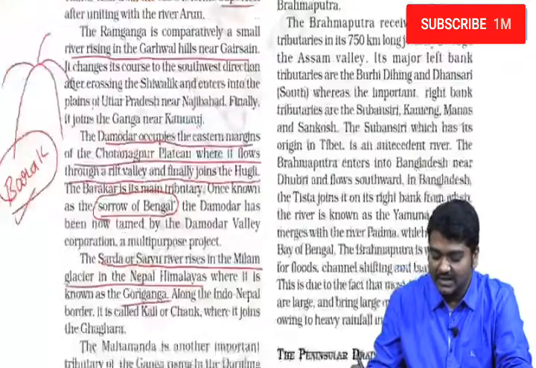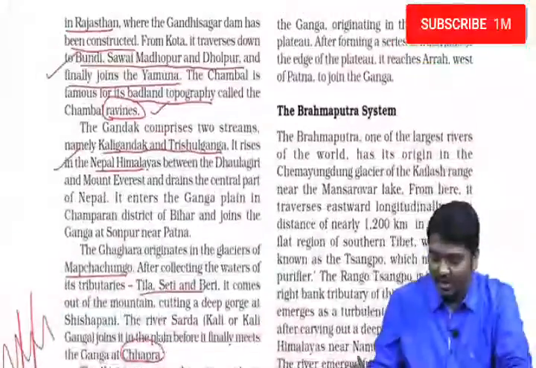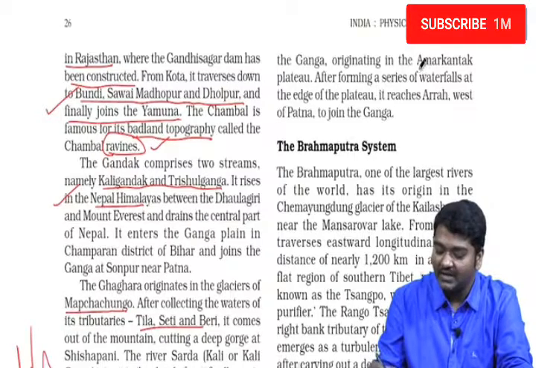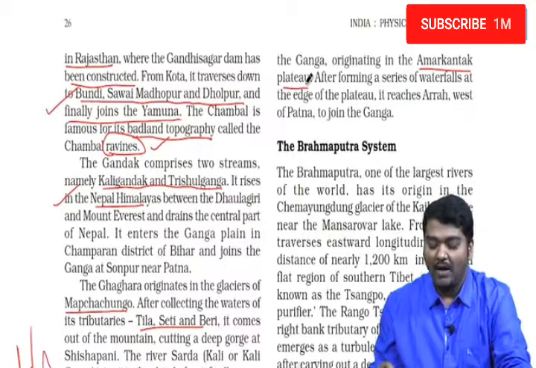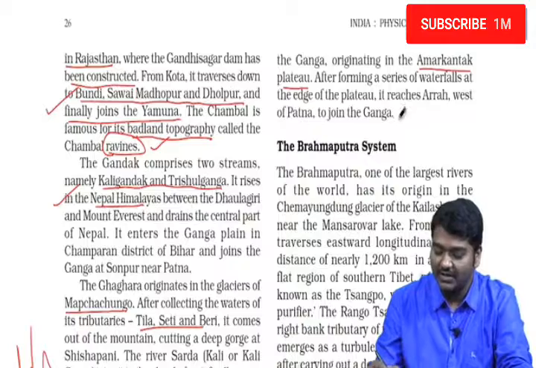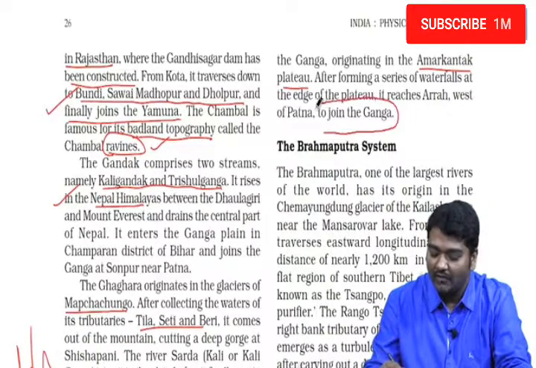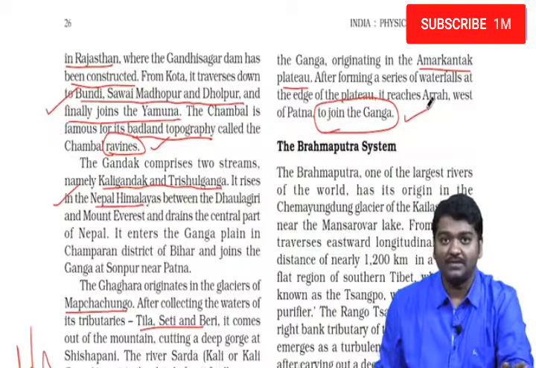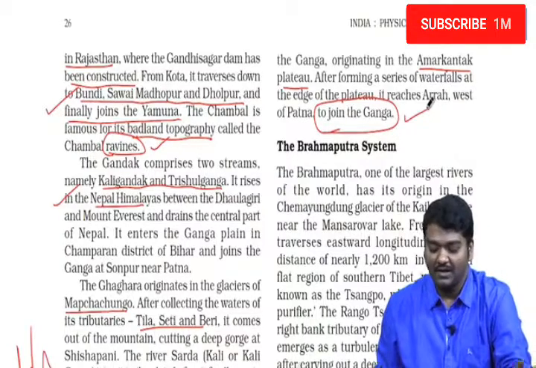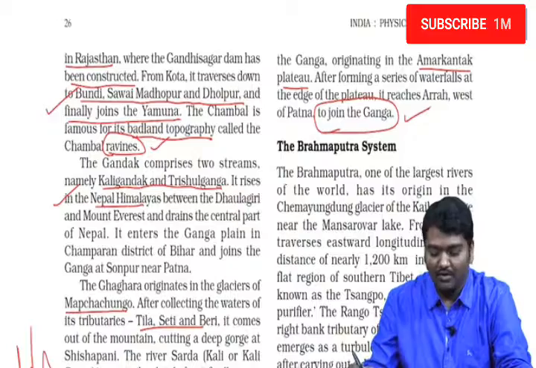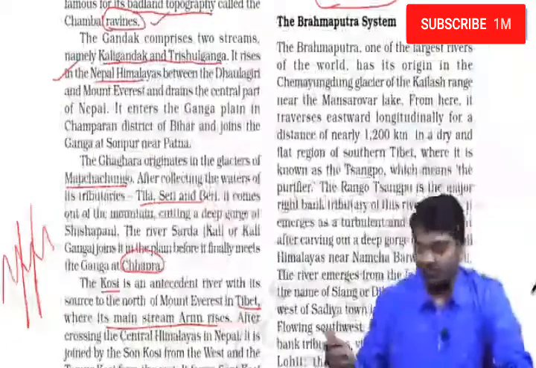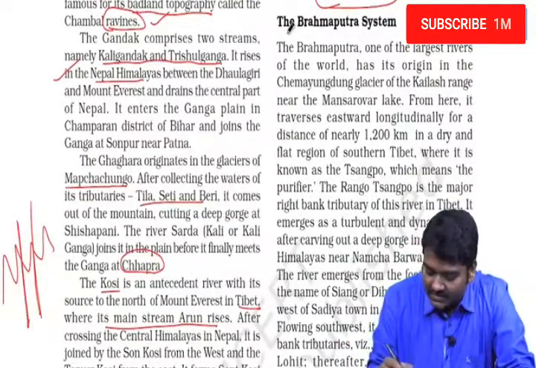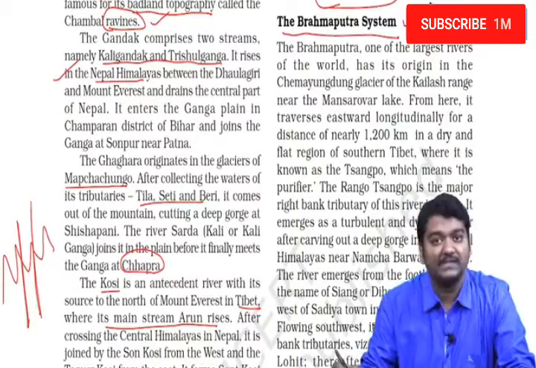The Son is the largest tributary of Ganga, originating in the Amarkantak plateau. After forming a series of waterfalls at the edge of the plateau, it reaches Ara and joins Ganga. Very important, right? West of Patna, it joins Ganga. Which river? Son river joins Ganga near Patna. Very important for us. So guys, we saw the Ganges. Let us take Brahmaputra system now.